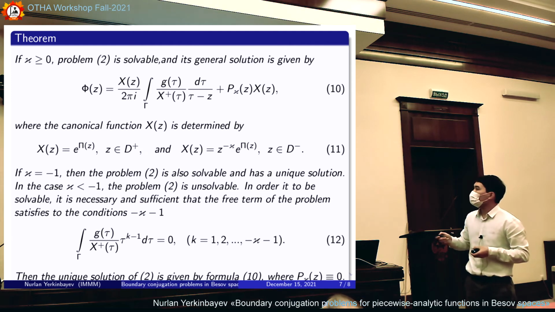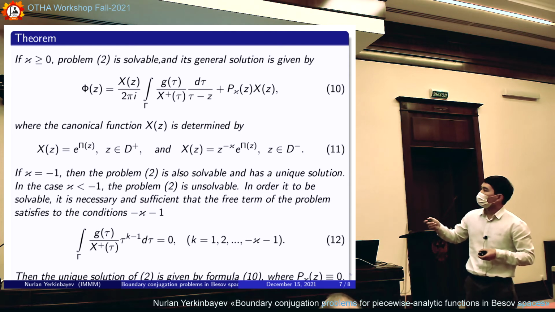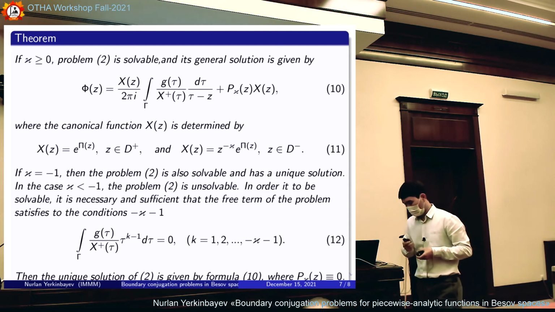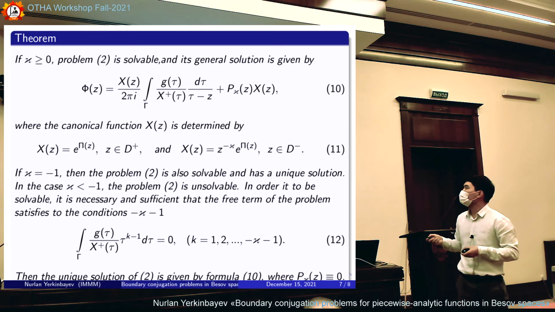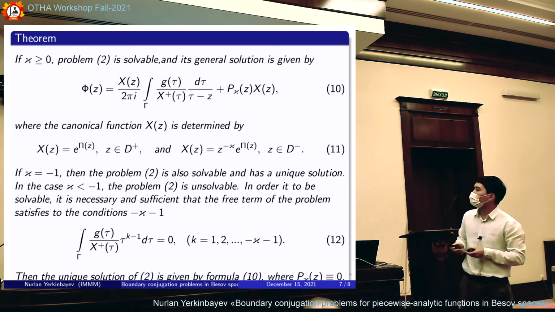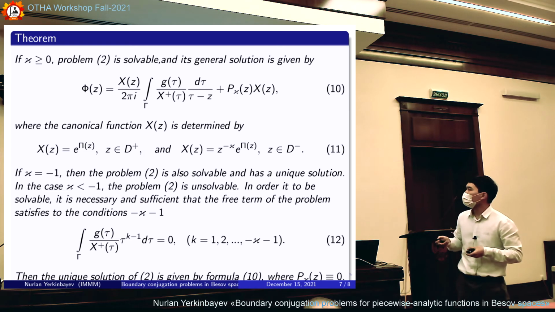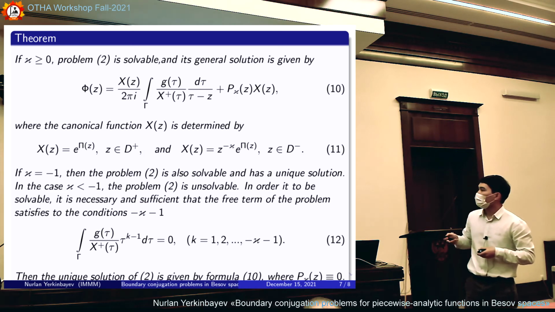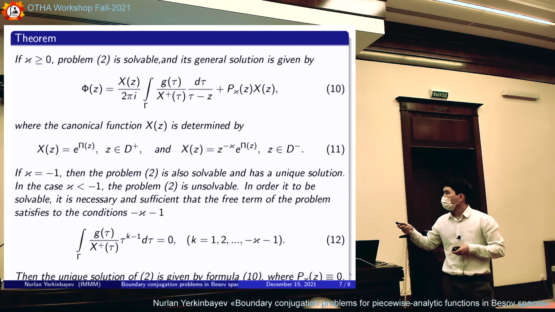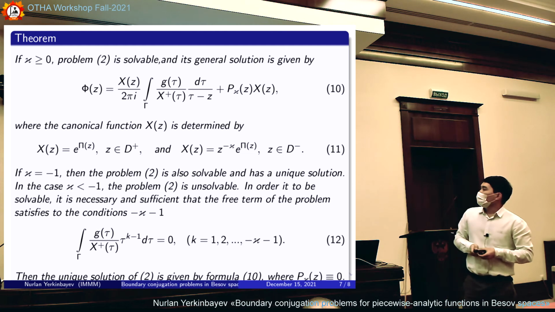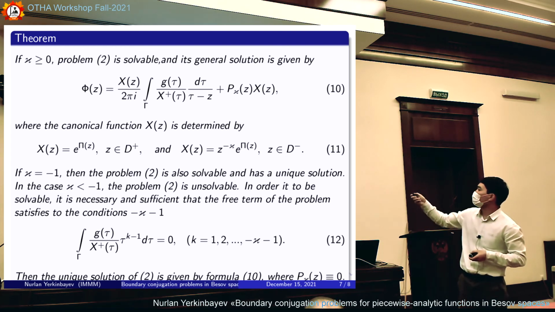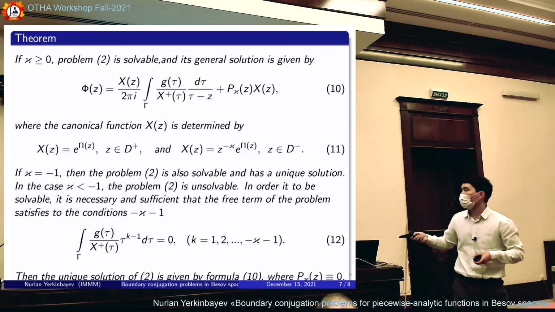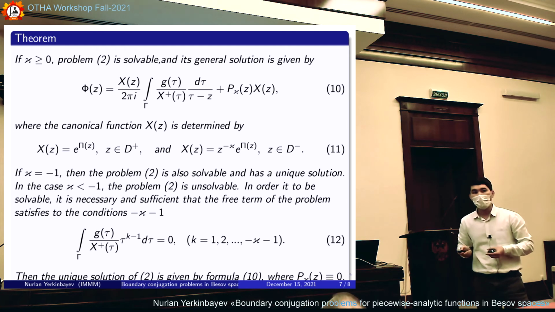Then in the case kappa less than -1, problem 2 is unsolvable. In order for it to be solvable, it's necessary and sufficient that the free term of the problem satisfies this condition. Then the unique solution of the inhomogeneous problem is given by formula 10, like this, where p kappa z equals 0.